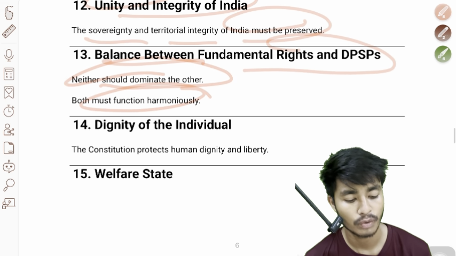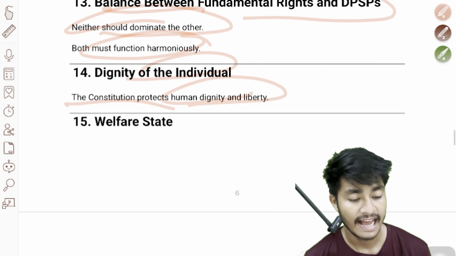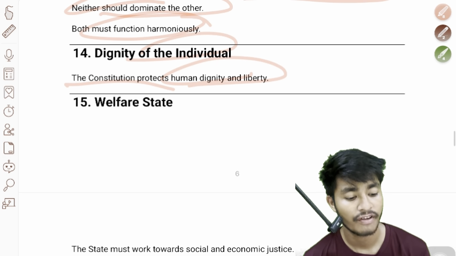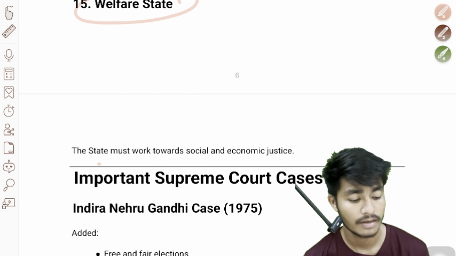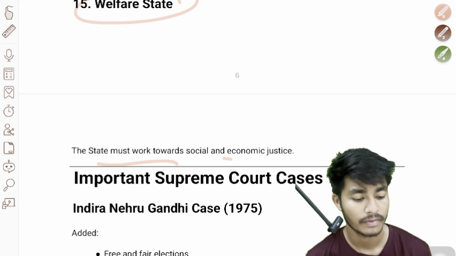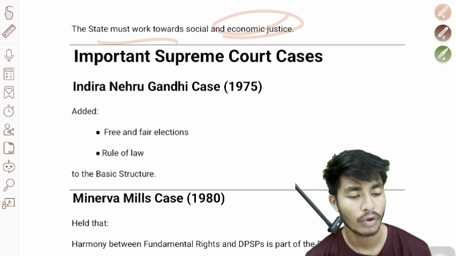Dignity of the individual. The Constitution protects human dignity and liberty. And 15th, the last one but not the least, welfare state. The state must work towards social and economic justice. Now we'll move to the important Supreme Court cases.